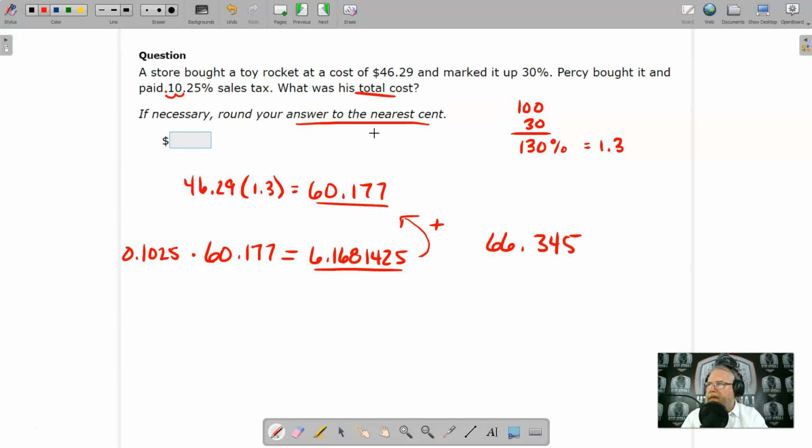66.345, and I can probably stop there because they want me to round to the nearest cent, which is here. So looking to the right, I have a 5 or more, raise the score, so the 4 becomes a 5, so 66.35. So $66.35.